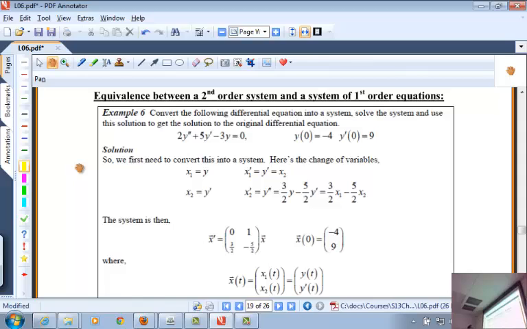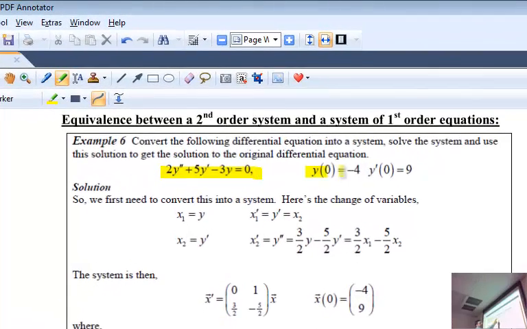Yeah, equivalence between a second order system, we talked about this earlier. So if you give me a second order equation, again with two initial conditions, I can represent that as an equivalent first order system. How do I do that? I just introduce new variables.